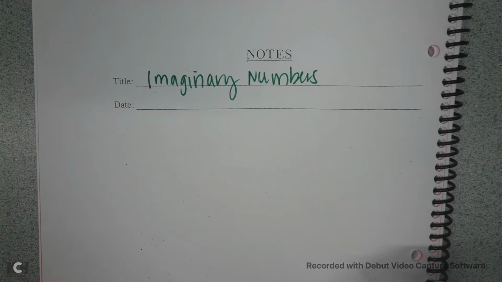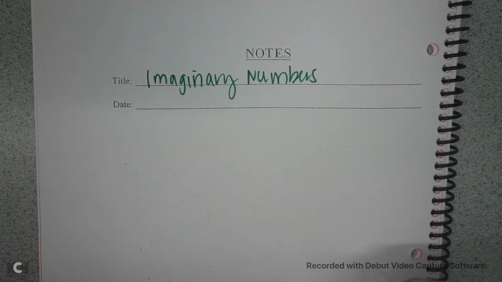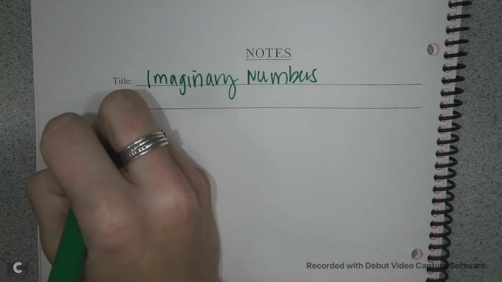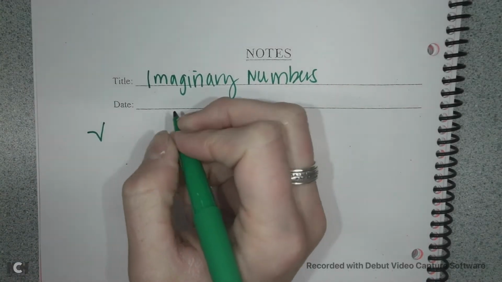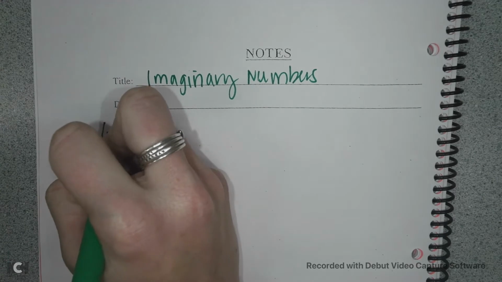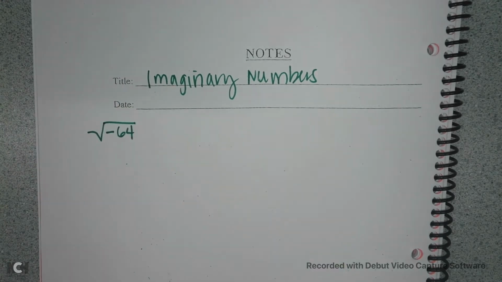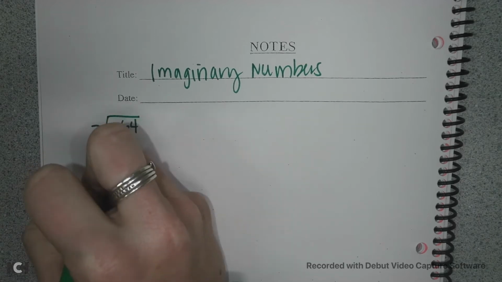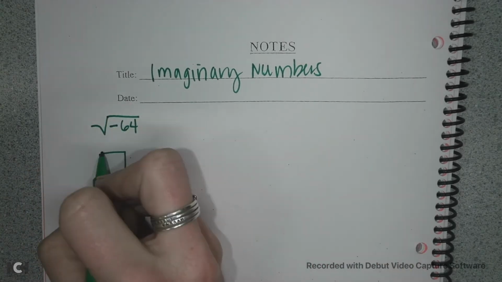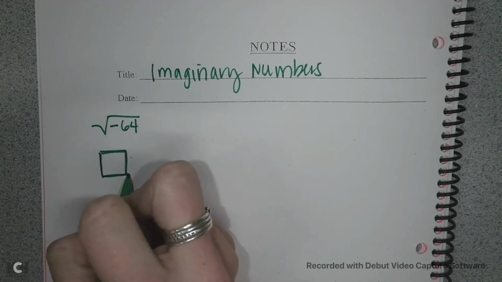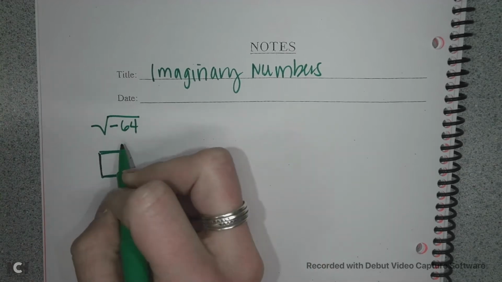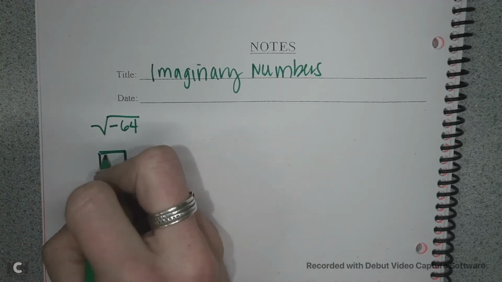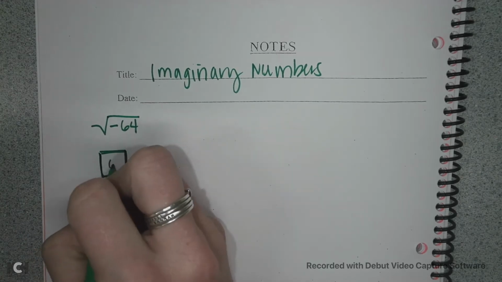So the first thing that you need to know is basically imaginary numbers come from our roots, our radicals. So if we have a square root of negative 64, this isn't possible, right? Because a square root is if you had a square. Squares are special because each of the sides are the same length. So the area of this square, let's just say it was 64.